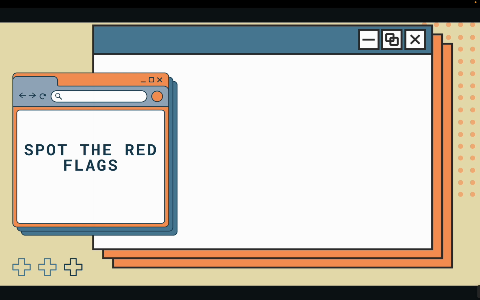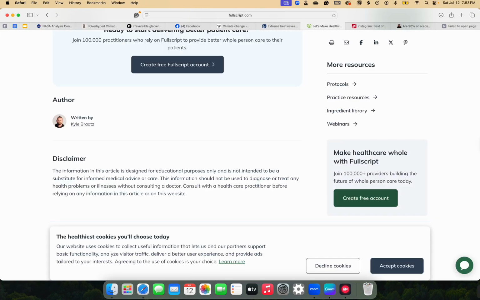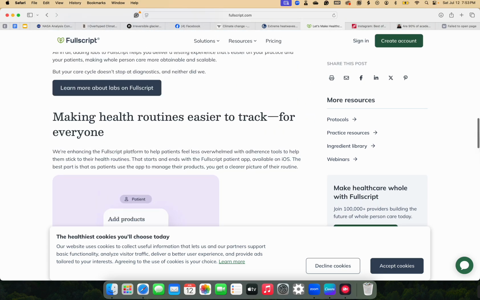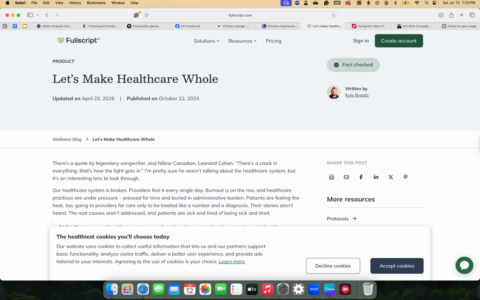Next, we're going to look at spot the red flags. First is a supplement article. So, when we look at the supplement article above, it was updated in 2025. It was written by Kyle Bratz.